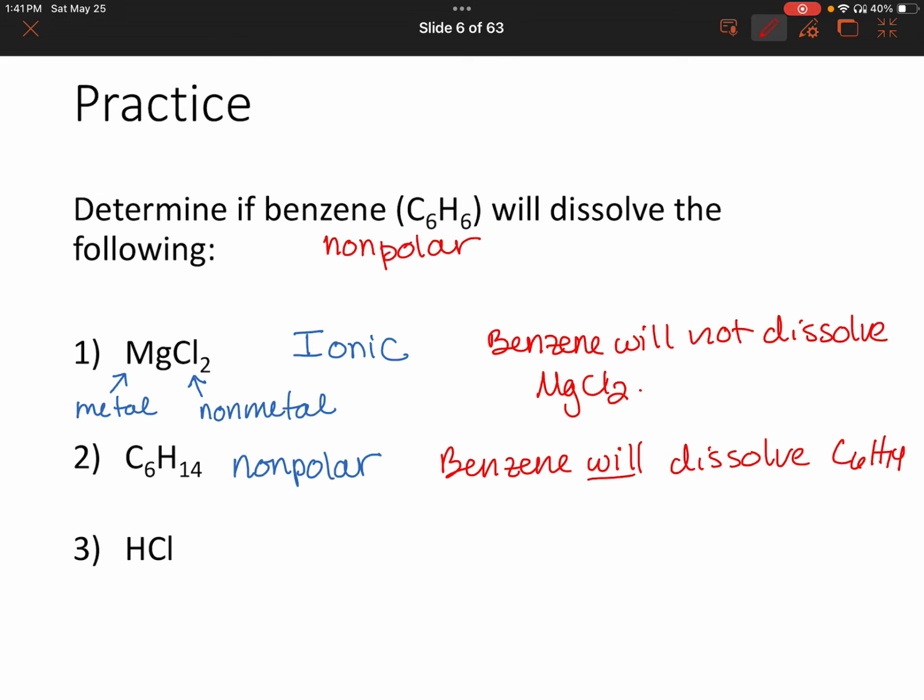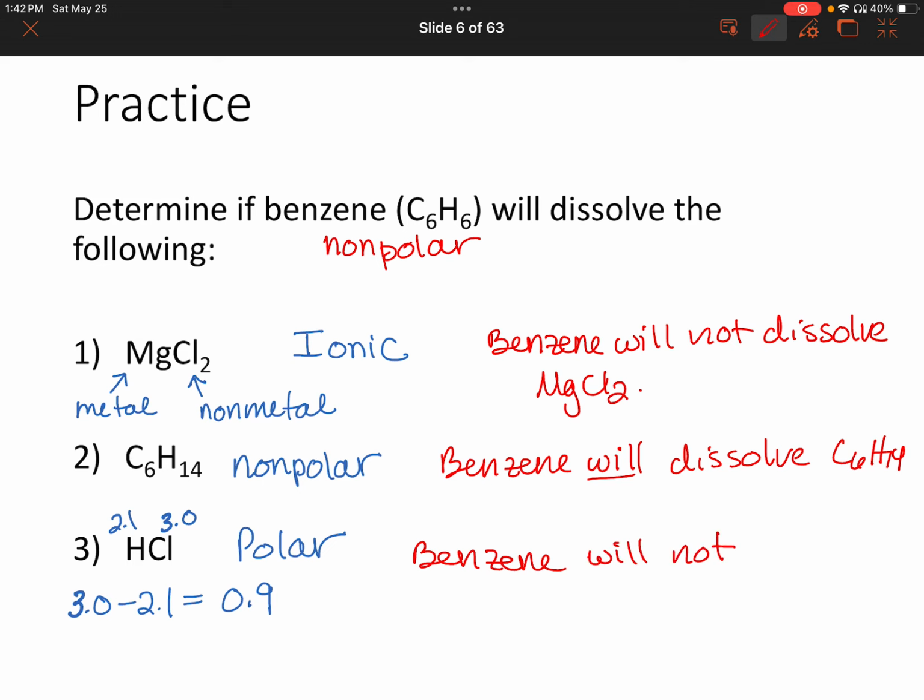All right, and then let's look at HCl. So this time we might need electronegativity values. Okay, so hydrogen has a value of 2.1, chlorine is 3.0. So the difference between those values is 0.9. So is that considered a polar molecule or a nonpolar molecule? Polar. So will benzene dissolve HCl? No, since benzene is nonpolar, it will not dissolve HCl.